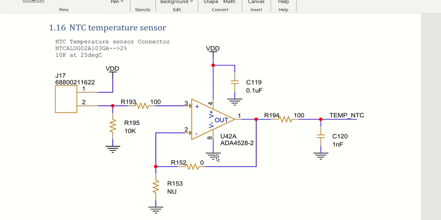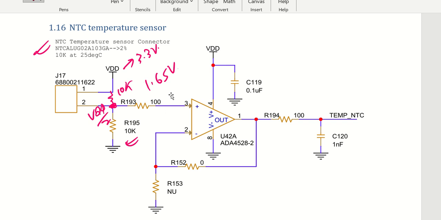Similar to that, we have one more temperature sensor that is being used as an NTC, that is, a negative temperature coefficient sensor. This is the part number that is being used, and at 25 degrees centigrade, its value is 10 kilo ohm. So it will be seen as 10 kilo ohm here, and I have used one more 10 kilo ohm. So the voltage level at this point will be VDD by 2. VDD by 2 is nothing but 1.65 volt. Why? Because this is 3.3 volt, so 3.3 by 2 is 1.65 volt.